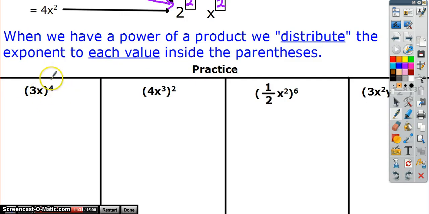3x all raised to the 4th power. So that means we're going to have to distribute, and the 4th power is going to become an exponent. 3 to the 4th, x to the 4th. Okay, now you got to be real careful. I see this mistake all the time. People just do 3 times 4 and they say that's 12x to the 4th. It is not 12. Okay, it's 3 to the 4th power.